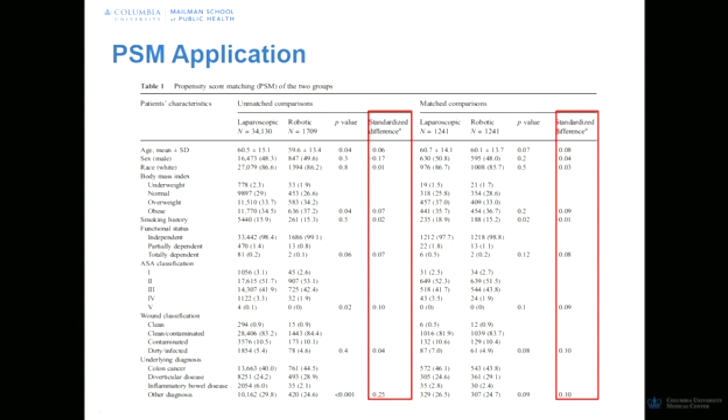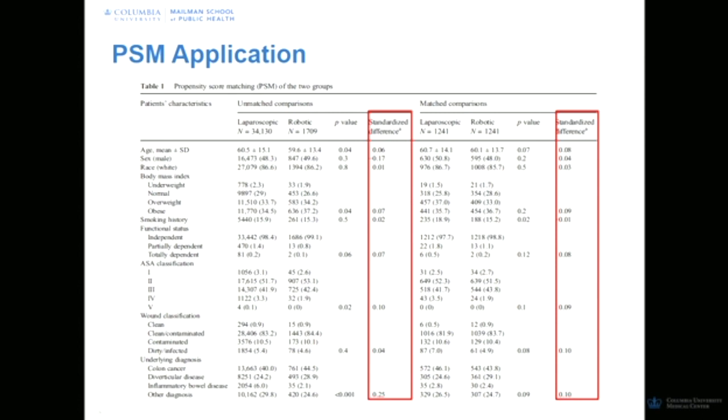Okay? Now, after matching, after we used all these variables to do a logistic regression, we did the nearest neighbor algorithm. We look at the matched comparisons. Now, what do you notice? At this point, we ended up with pretty much 1,200 pairs. N equals 1241, N equals 1241, right? Because we did 1-to-1. Did we throw away lots of data?